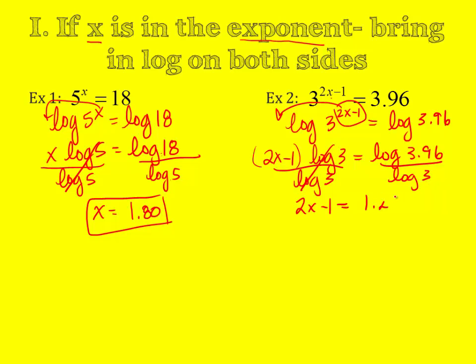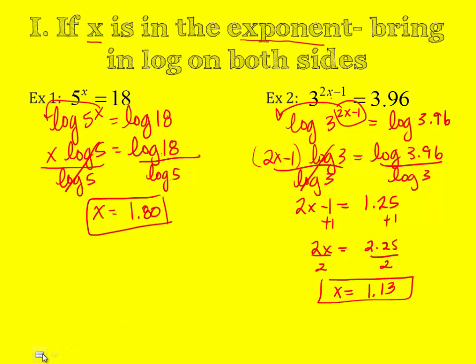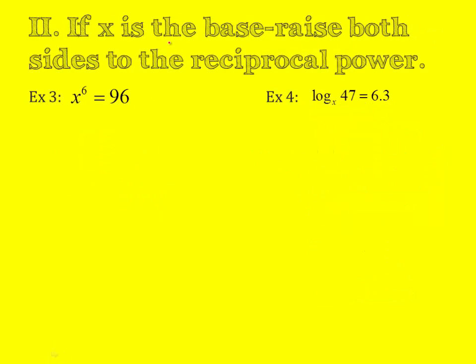So I plug this in the calculator, logarithm 3.96 divided by the logarithm of 3, and I get a value of 1.25. Algebraically, I next need to add 1. So I have 2x equals 2.25. Divide by 2, and then x will be 1.13. So it's a lot of algebra. You just need to remember the basic properties of logarithms. Remember, this is how you solve it if x is in the exponent. Okay? What if x is in the base?